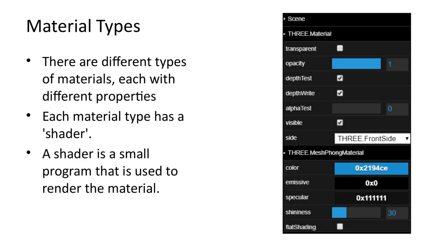A scene can have objects with different types of materials. Each material type has a particular set of properties. And each material type has a shader, which is a small program to render the material. The properties we just discussed are properties found in many material types.